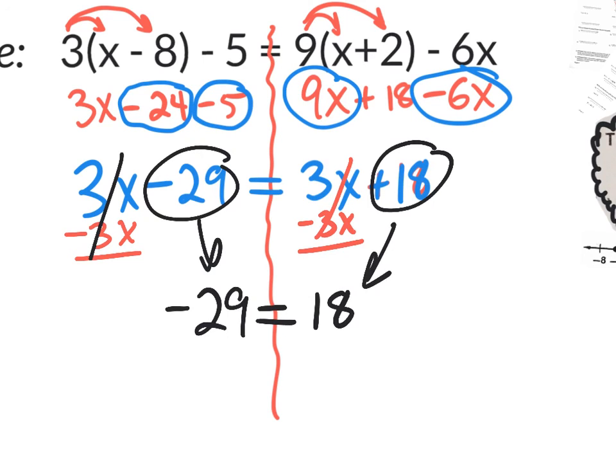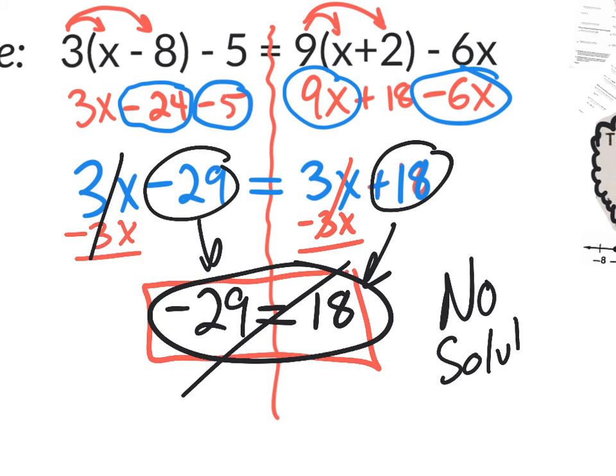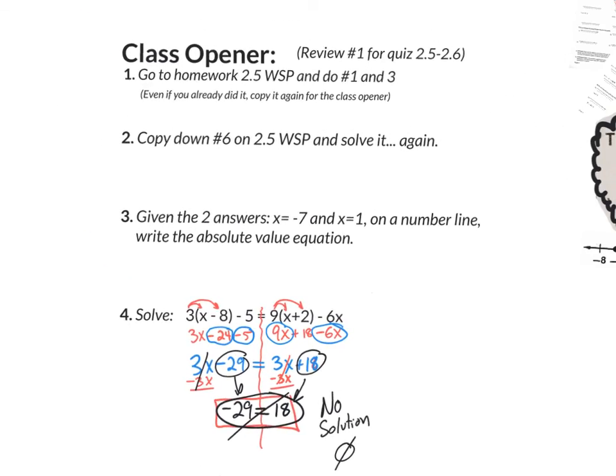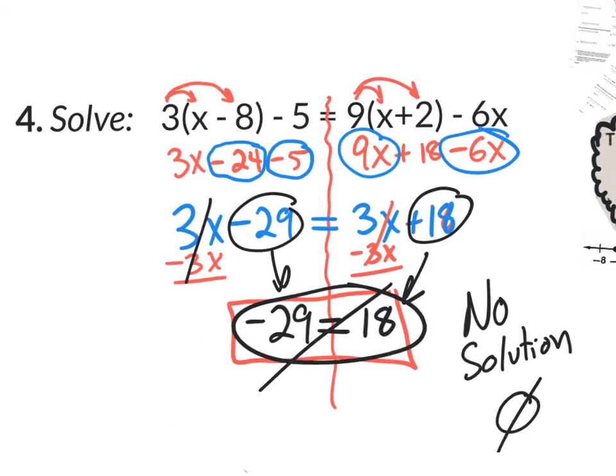And what do we think about this, guys? Negative 29 equals positive 18. That is impossible. So what do we do with this? We say no solution. Or you could put a circle with a line through it, okay? So again, consider this your first review for the first half of the quiz Friday. I hope we study this.